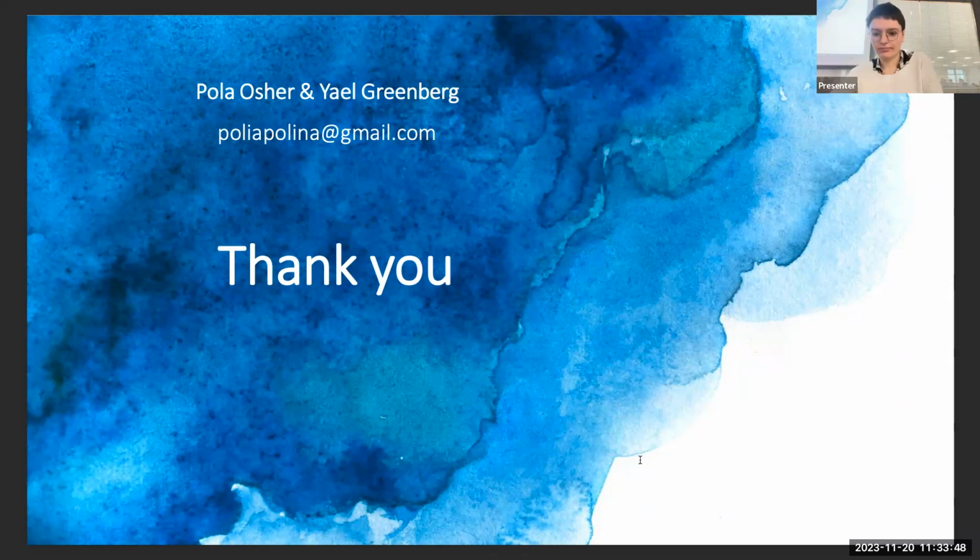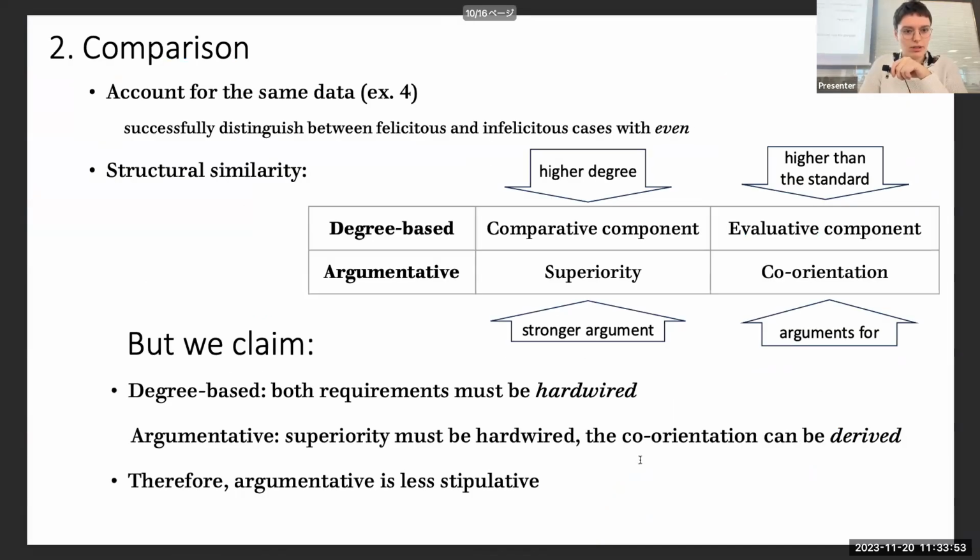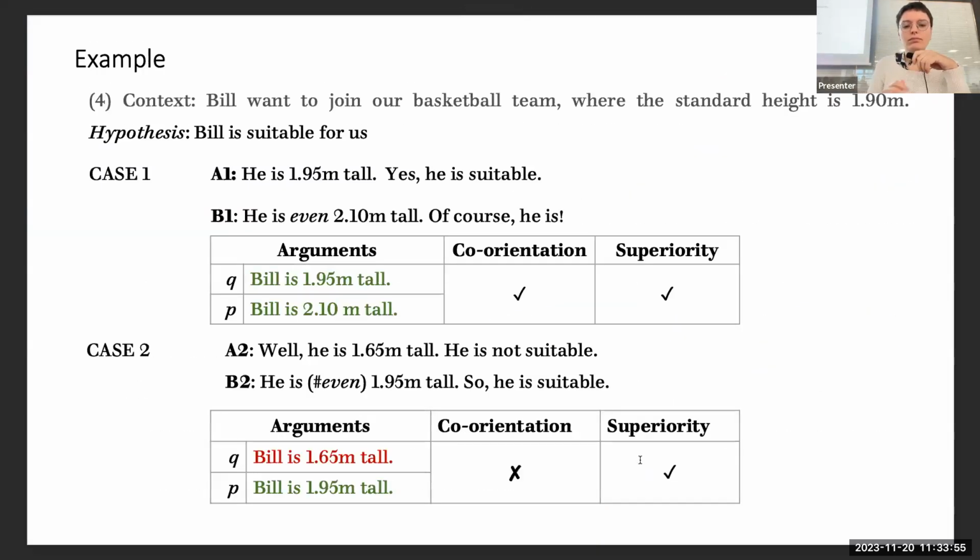About the finance side of section one. I'm not sure how the superiority requirement is met in case one, because the probability of H given P is the same as the probability of H given Q. Both are 100% sure, because the standard height is 1.9. Yeah.